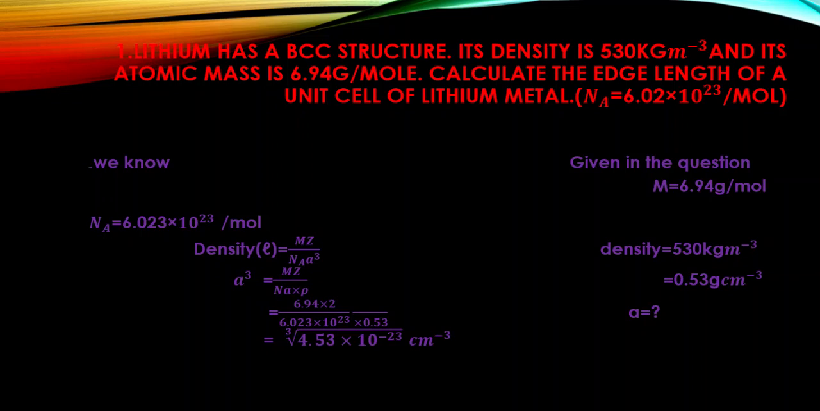Then a is equal to cube root of 4.53 into 10 to the minus 23 centimeter to the power minus 3. So a is equal to 3.52 into 10 to the power minus 10 centimeter, that is 352 picometer. We know 1 picometer is equal to 10 to the power minus 10 centimeter.